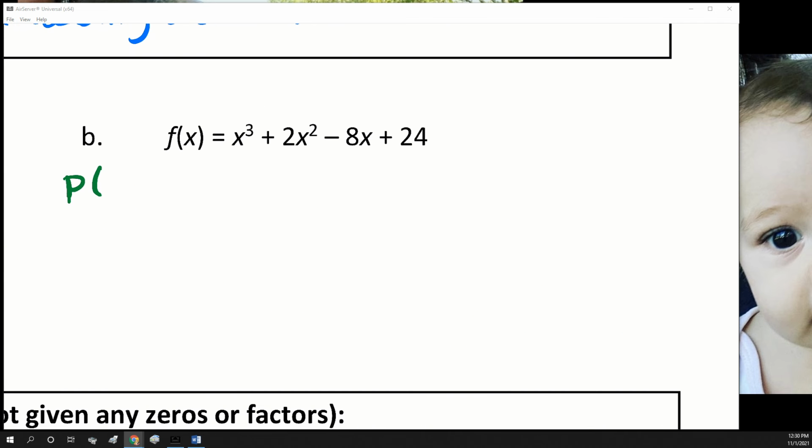All right, so for P, we're going to write the factors of 24. There's a bunch.